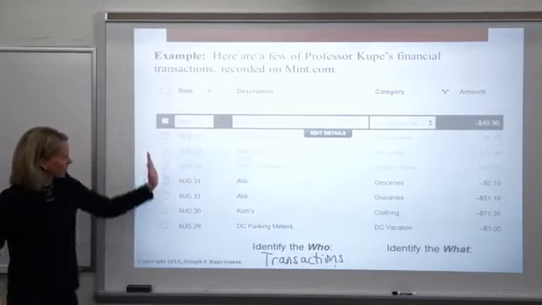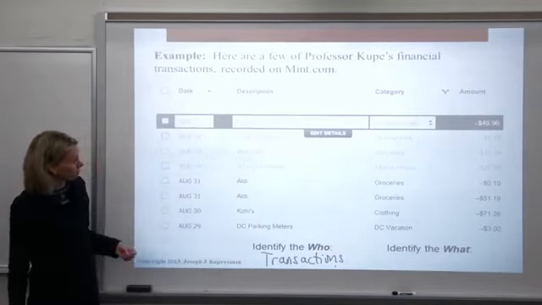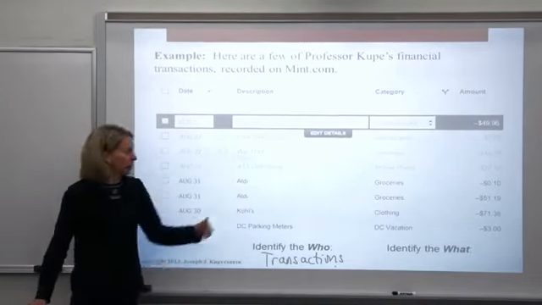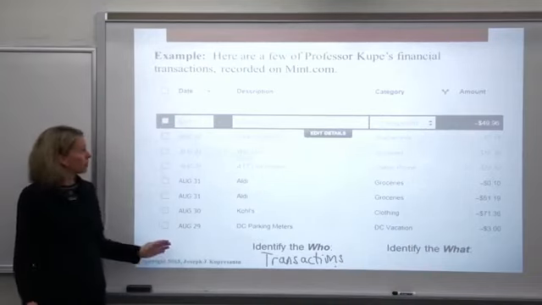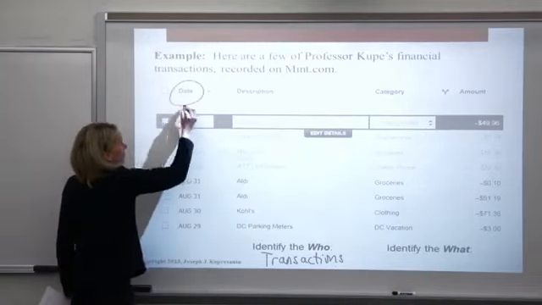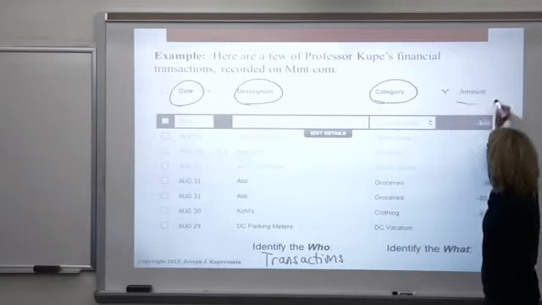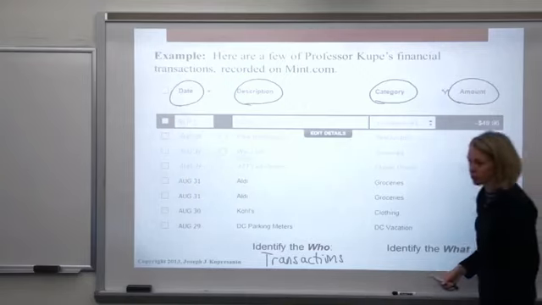And then the what we see in the columns, these are the variables of the data. And so there are 4 variables in this data set. I'll let you write them down. But the 4 variables, or the 4 whats, are the date. So this is one. The description, the category, as well as the amount. So we've got 4 whats, or 4 variables with this one.